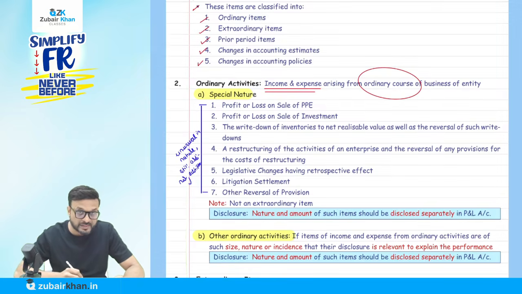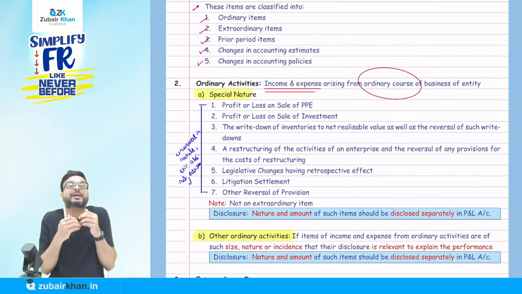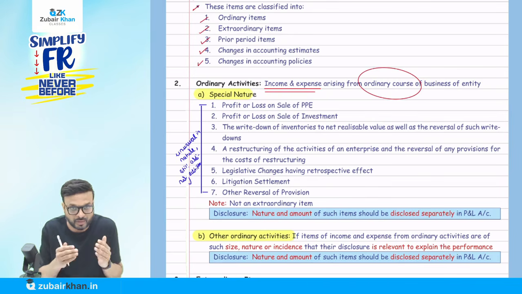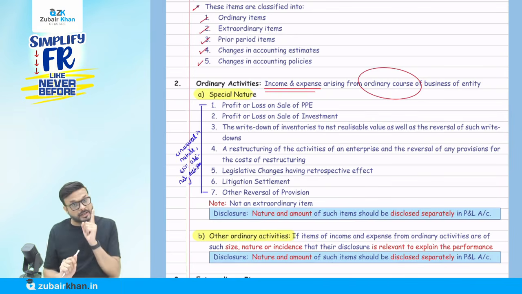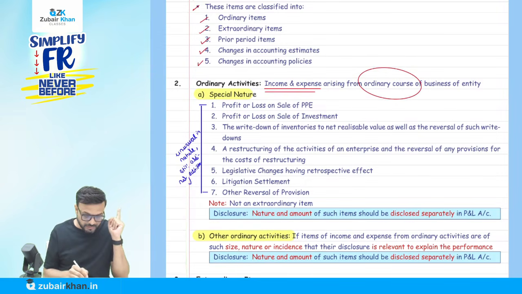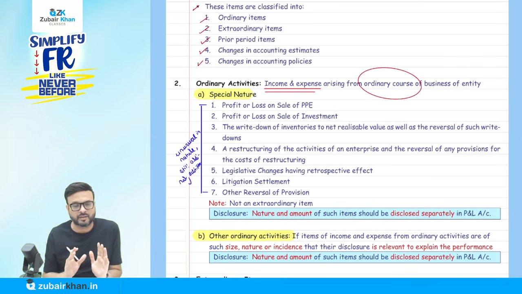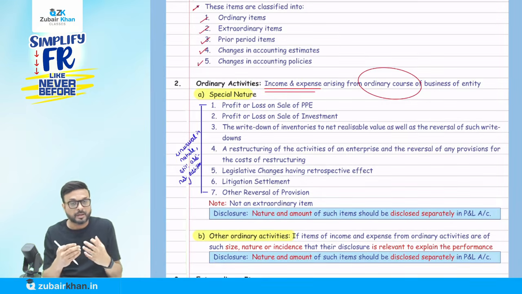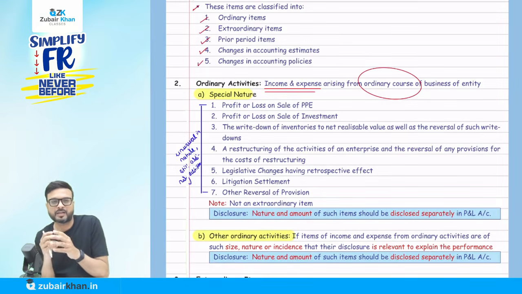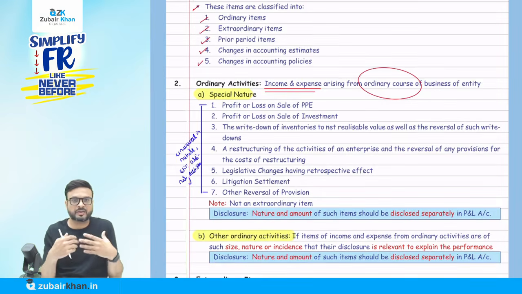All these 7 items may look like they are not ordinary activity. When I read them, you may think, no sir, it is not ordinary activity. But I say it is ordinary activity. Here it is written unusual in nature, still it is an ordinary activity. It may look like these items are not happening regularly, but it is still called ordinary activity because it is from the business only.